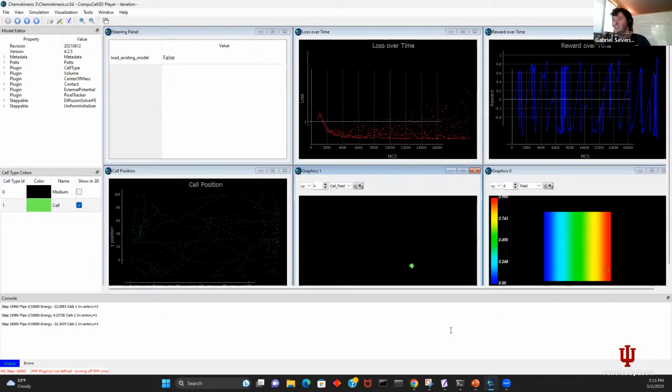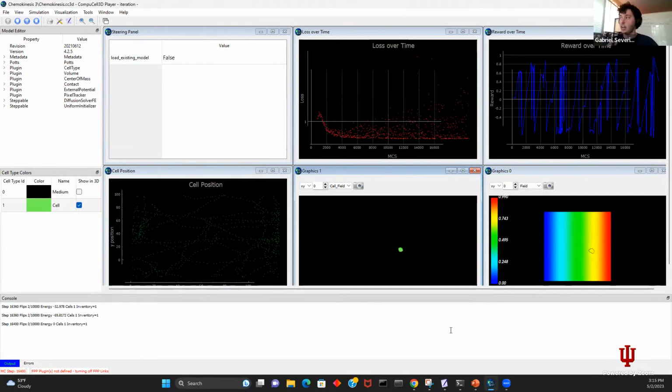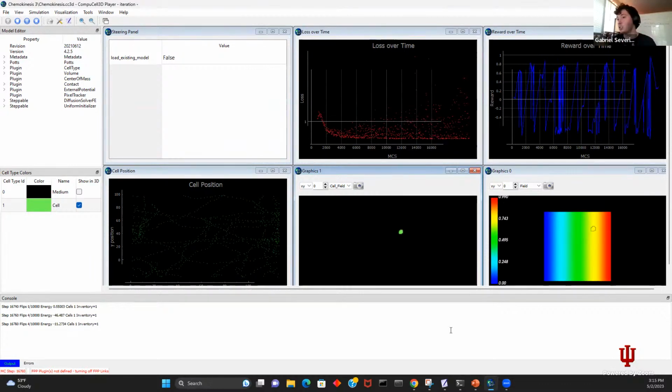Reasonable. So it's actually pretty cool. Again here, the cell has a very limited memory, so I was impressed that it was actually doing as well as it's doing.